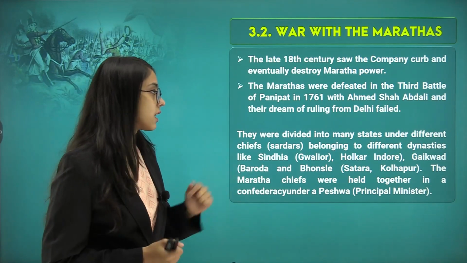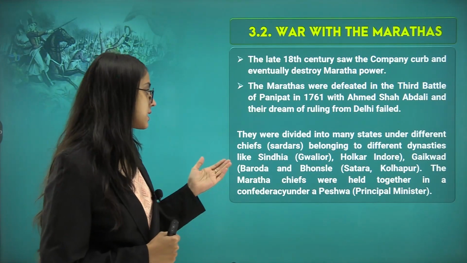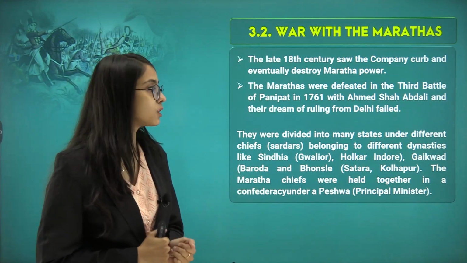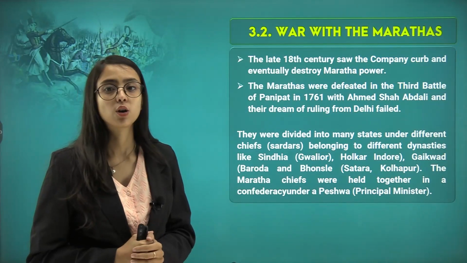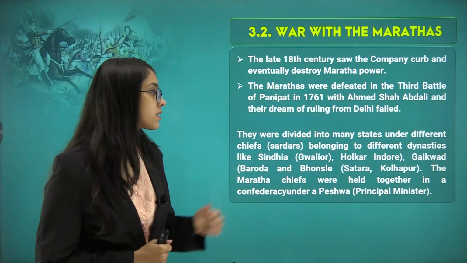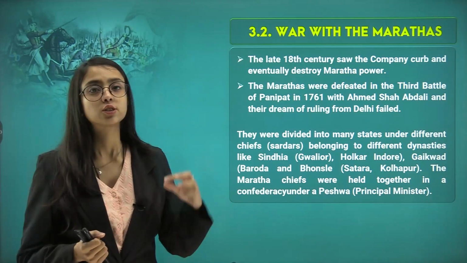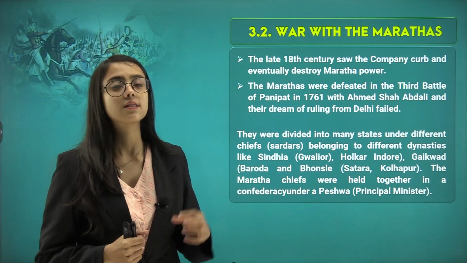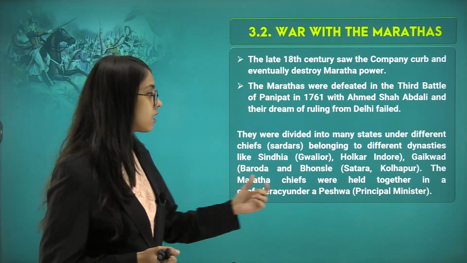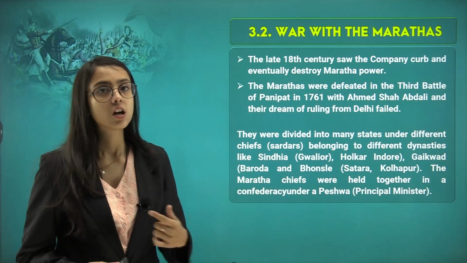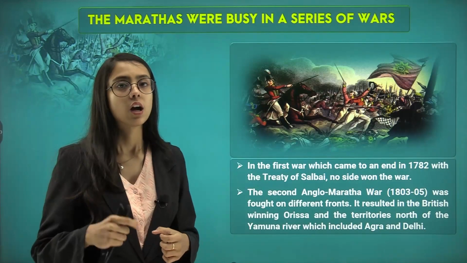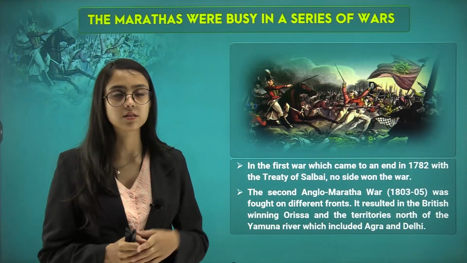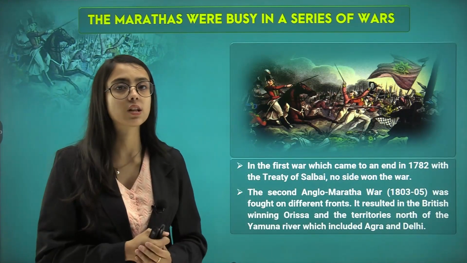administered by Sardars belonging to different dynasties like Sindhia, who belonged to Gwalior, Holkar, who belonged to Indore, Gaikwad, who belonged to Baroda, and Bhosle, from Satara and Kolhapur. These Maratha chiefs were all held together in a confederacy under a Peshwa, who was the principal minister of the Maratha power. The Marathas were always busy fighting battles, sometimes Panipat, then Mysore, etc.